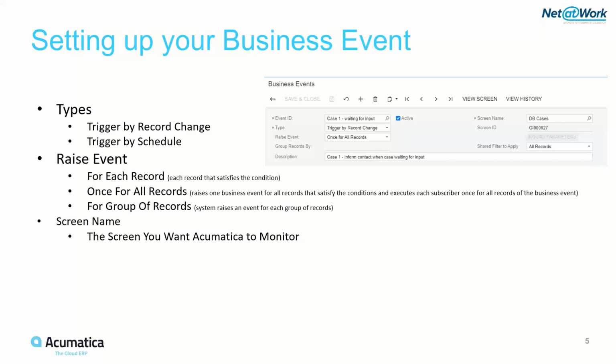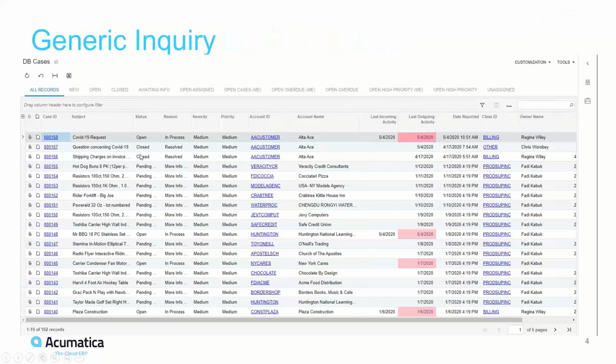The first thing on the business event that you'll see at the top is an event ID. That's simply the name that the system looks at. Underneath it you'll see the type, which will be either a trigger by record change or trigger by schedule. A trigger by record change is going to be if something happens on a record that we saw on the generic inquiry, something was new or some piece of information changed, so priority went from medium to high, somebody escalated it, Acumatica will take a look at that and then activate the notification.